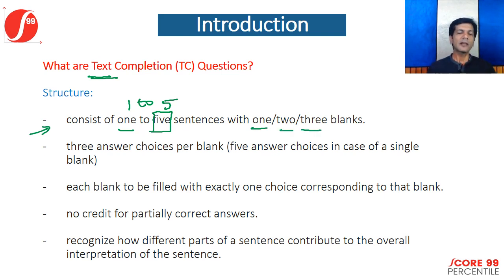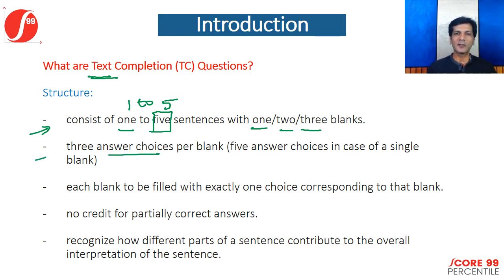Don't be under the impression that when you're given only 1 sentence for text completion, that 1 sentence question will have exactly 1 blank. That is not the case. A 1 sentence question can have 3 blanks also. So the number of blanks is not directly proportional to the number of sentences in your question. So just bear that in mind.